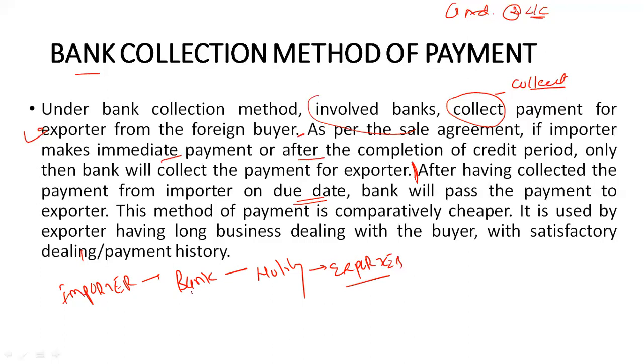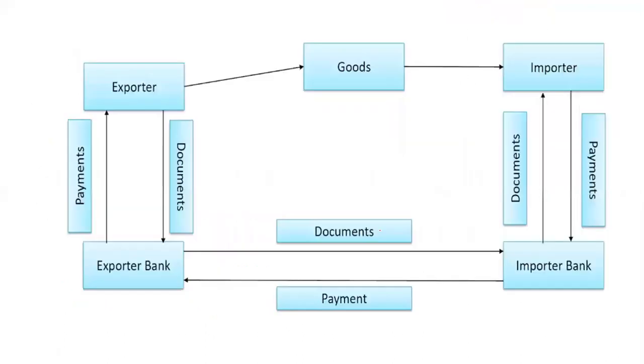So this is simple, while in LC, the bank takes care of the payment. Okay, so this is the first difference. Now the mechanism of LC and the bank collection method is almost the same. But the difference is that here the importer is not requesting his or her bank for the payment. So the first three steps are not present over here. This is the most important difference.